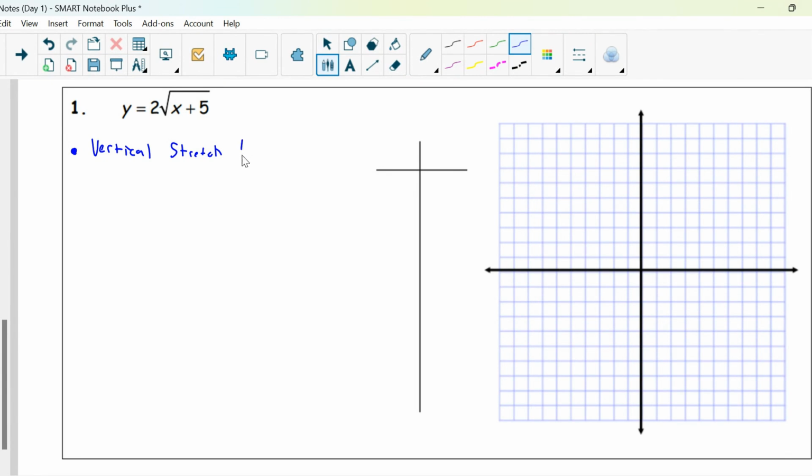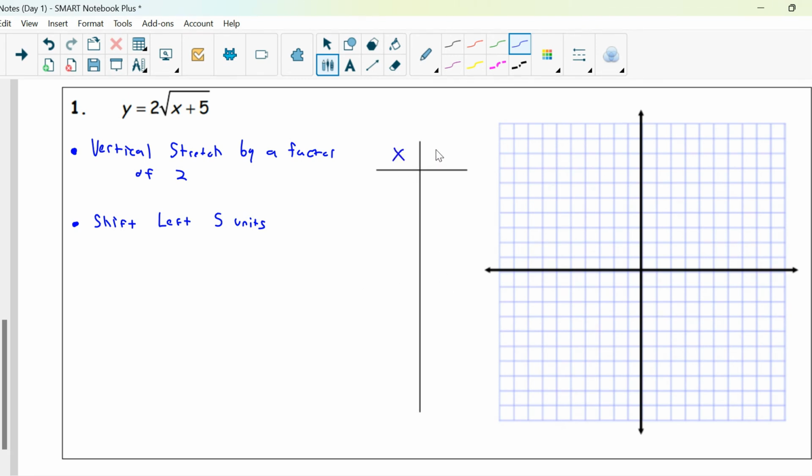And then I'm going to be more specific and say by a factor of 2. Next off, I see that I have an h value of positive 5, which remember your h value moves the opposite of what it shows you. So this is going to shift left 5 units. Okay, those are my transformations.